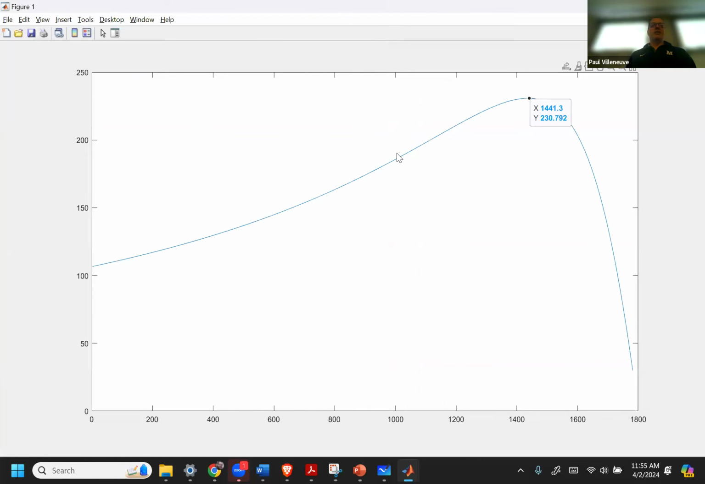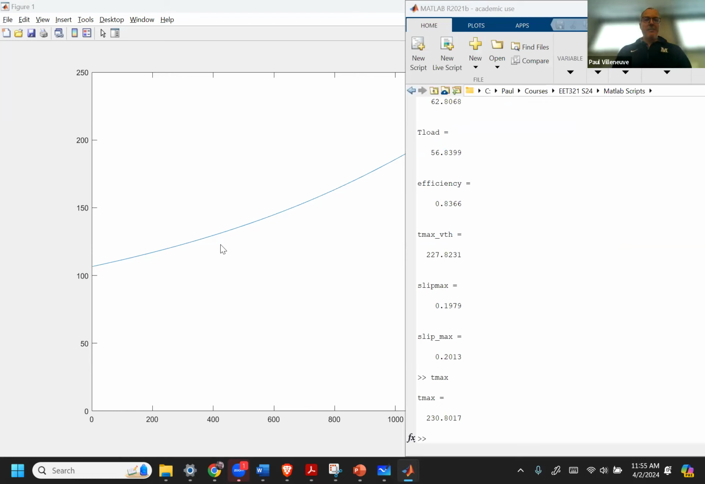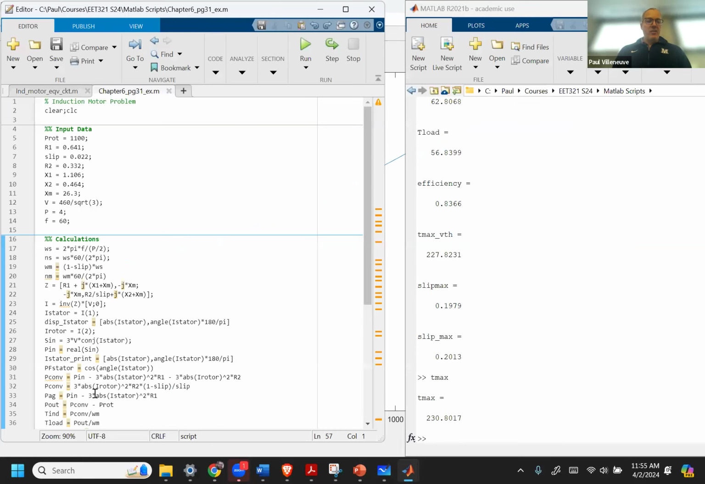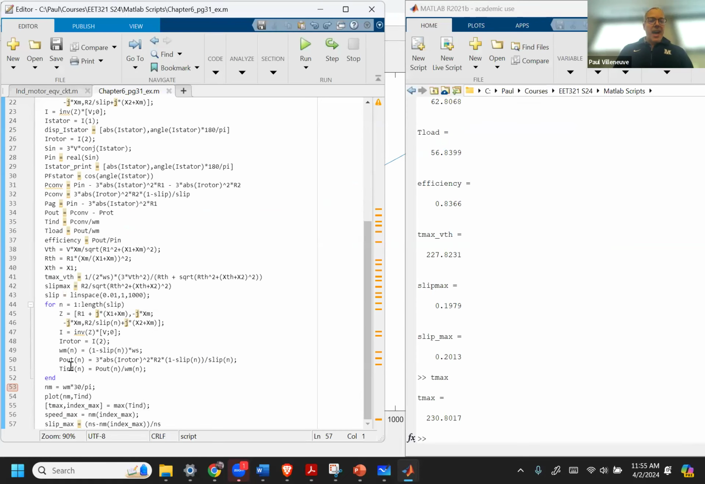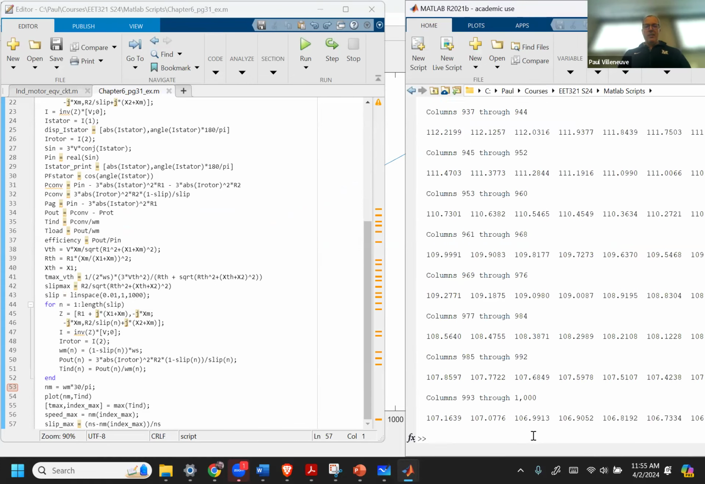And this plot, again, nothing up my sleeve. I did it all clear. You can see all the steps through, and it calculates all those. And you can verify that because if you look back in here, you can see that my T induced, I'll type in T induced, and it's got 1,000 elements. So it's calculating 1,000 different torques.